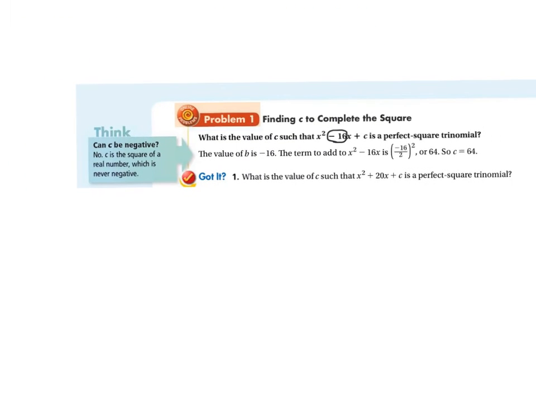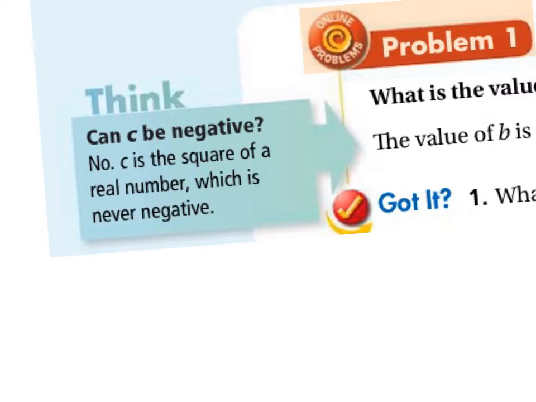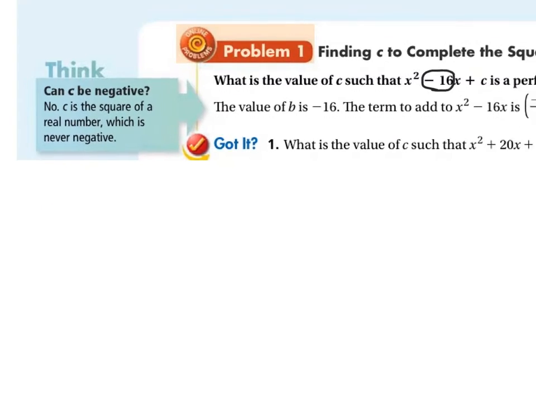Over to the side, they ask can c be negative, and the answer is no, because like on this example, we had a negative number we squared, which makes it positive, or if we had a positive number and squared it, then it would be positive as well. So c is always going to be a positive, or our new c, as I'm calling it, is always going to be a positive number.